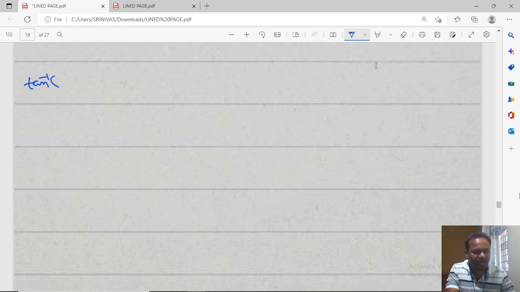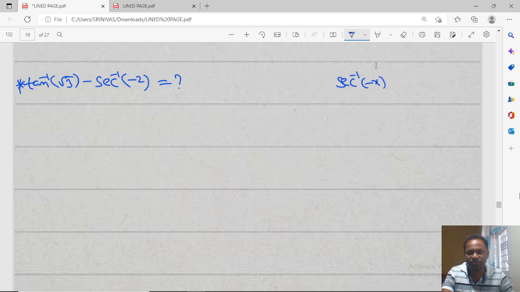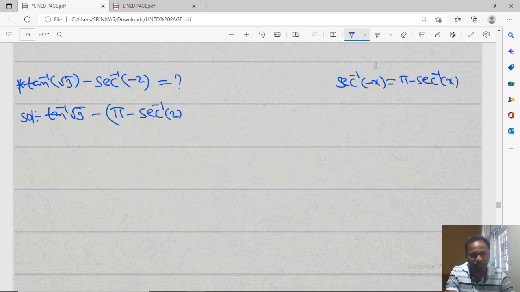Tan inverse of root 3 minus sec inverse of minus 2. This is the question. We need to find the solution. Already I told, whenever sec inverse of a negative comes, what do we have? Pi minus sec inverse of x. Okay, right. So then what we get? Tan inverse root 3 minus of sec inverse of minus x, pi minus sec inverse of 2. So tan inverse of root 3 minus pi, minus into minus plus sec inverse of 2.